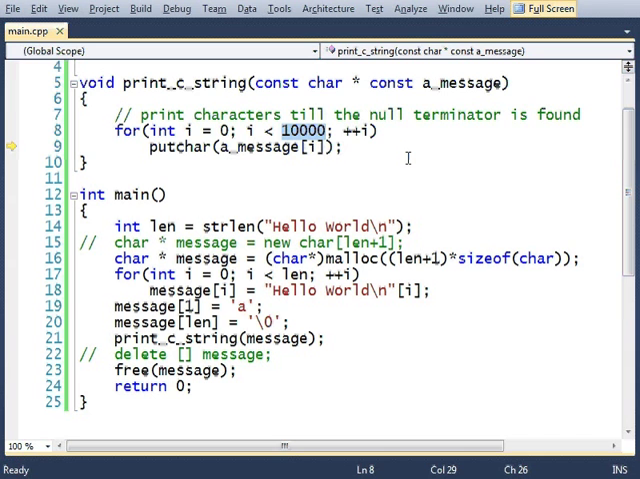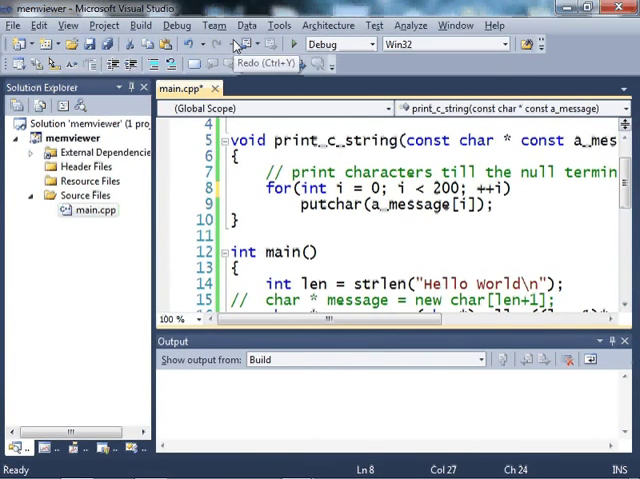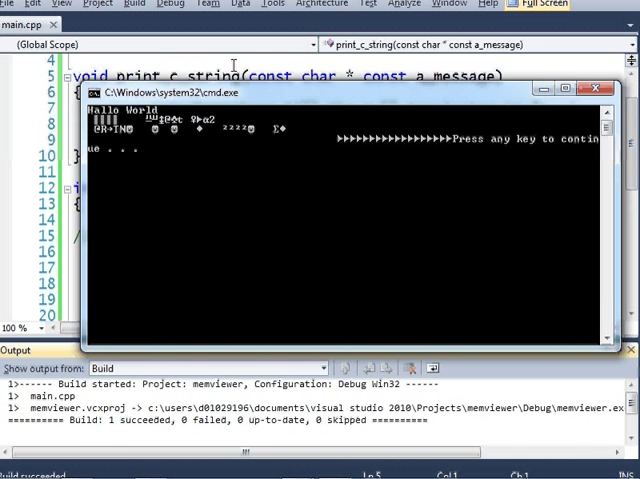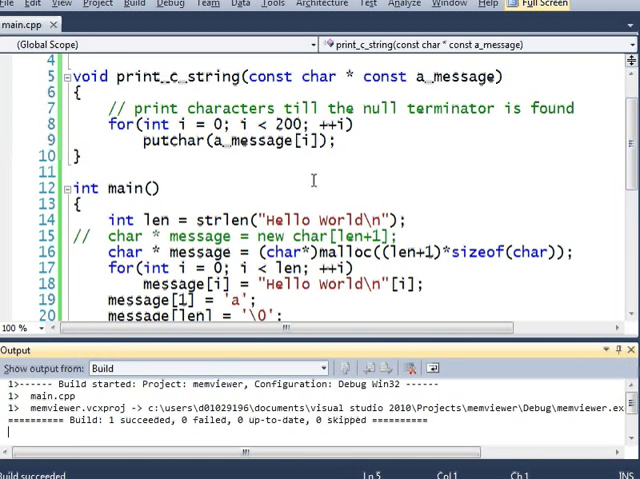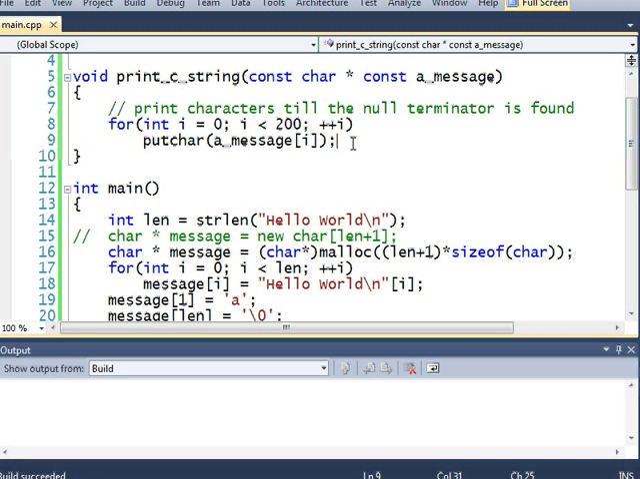I should probably limit it to something like 200. And even that might end up being a little bit too much, but we'll see how it works out in practice. Seems to be working fine there, and there, and there. Okay, 200 seems to be a fair amount of memory to look at.